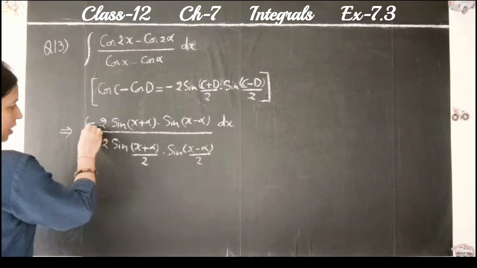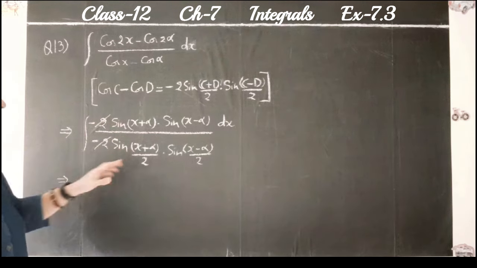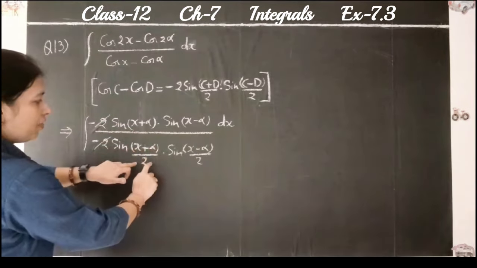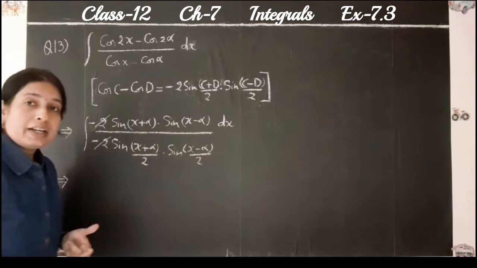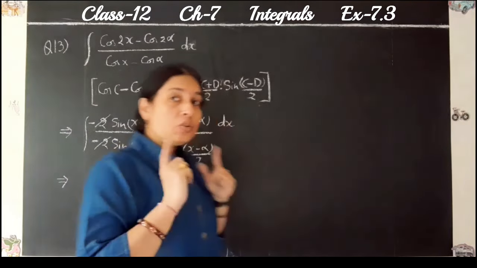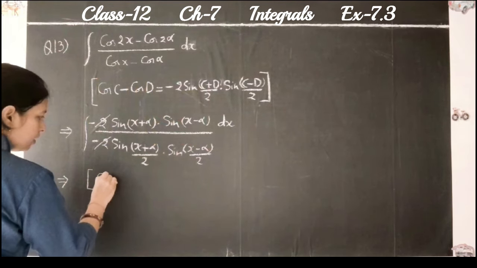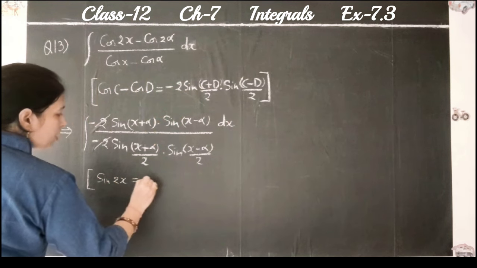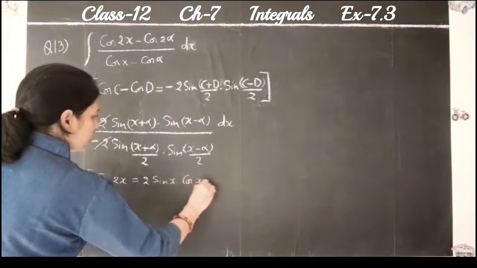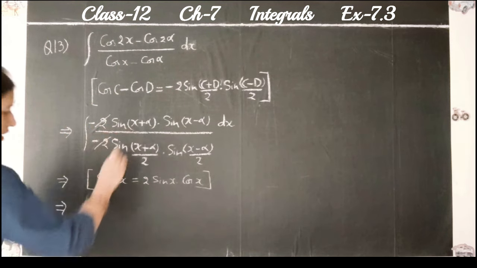So first divide this minus 2 by minus 2, it will cancel. Here you can see that we have sine (x plus alpha) and here sine (x plus alpha) divided by 2. And we know that sine 2a is equal to 2 sine a into cos a. So we use this identity here. Which identity? Right here, sine 2x is equal to 2 sine x into cos x. Let us use this. So we can write our integral right here.